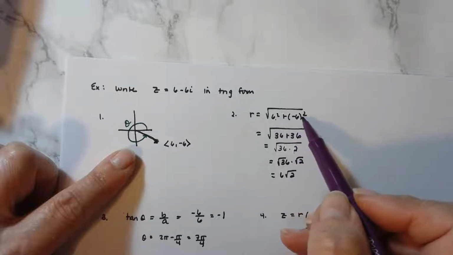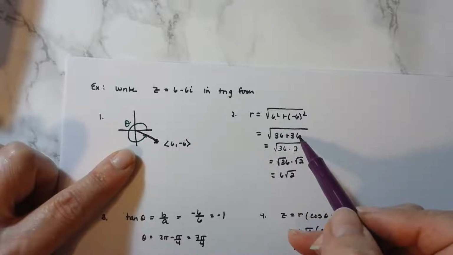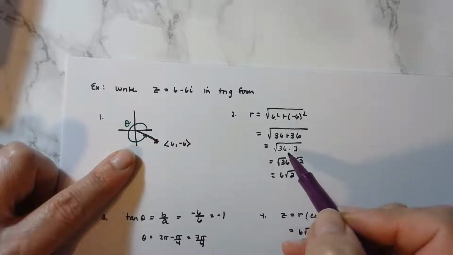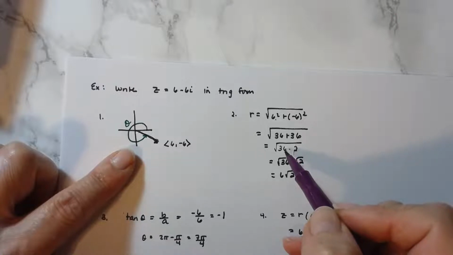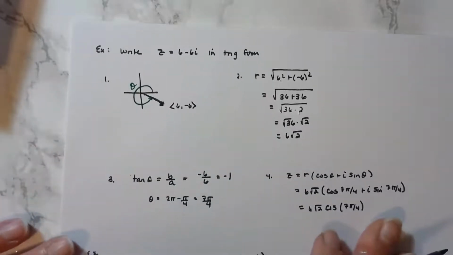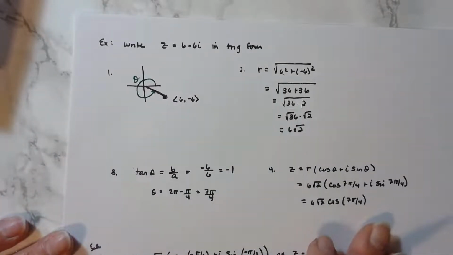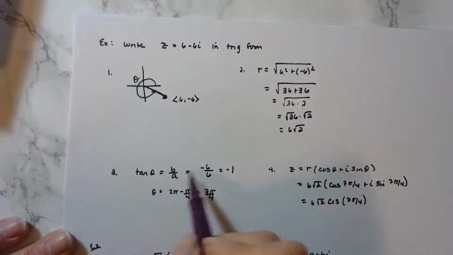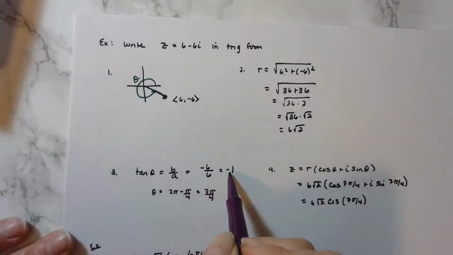6 squared plus negative 6 squared is just 36 plus 36, or 36 times 2. And that's nice because the square root of 36 is 6, so that comes out of the house, and root 2 stays in the house. So I have my r, my modulus. Then I have to find my theta. It's b over a, so it's negative 6 over 6, which is negative 1.